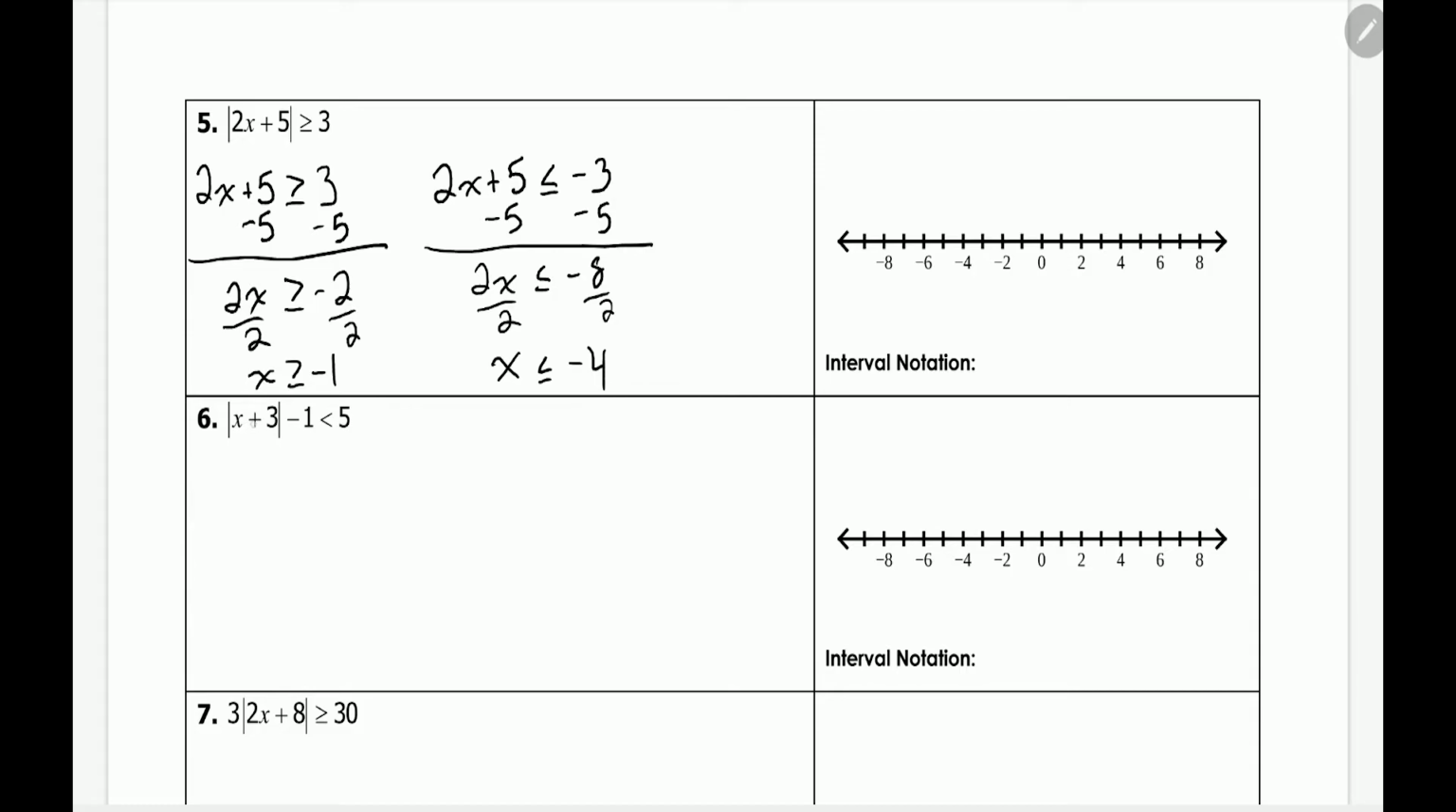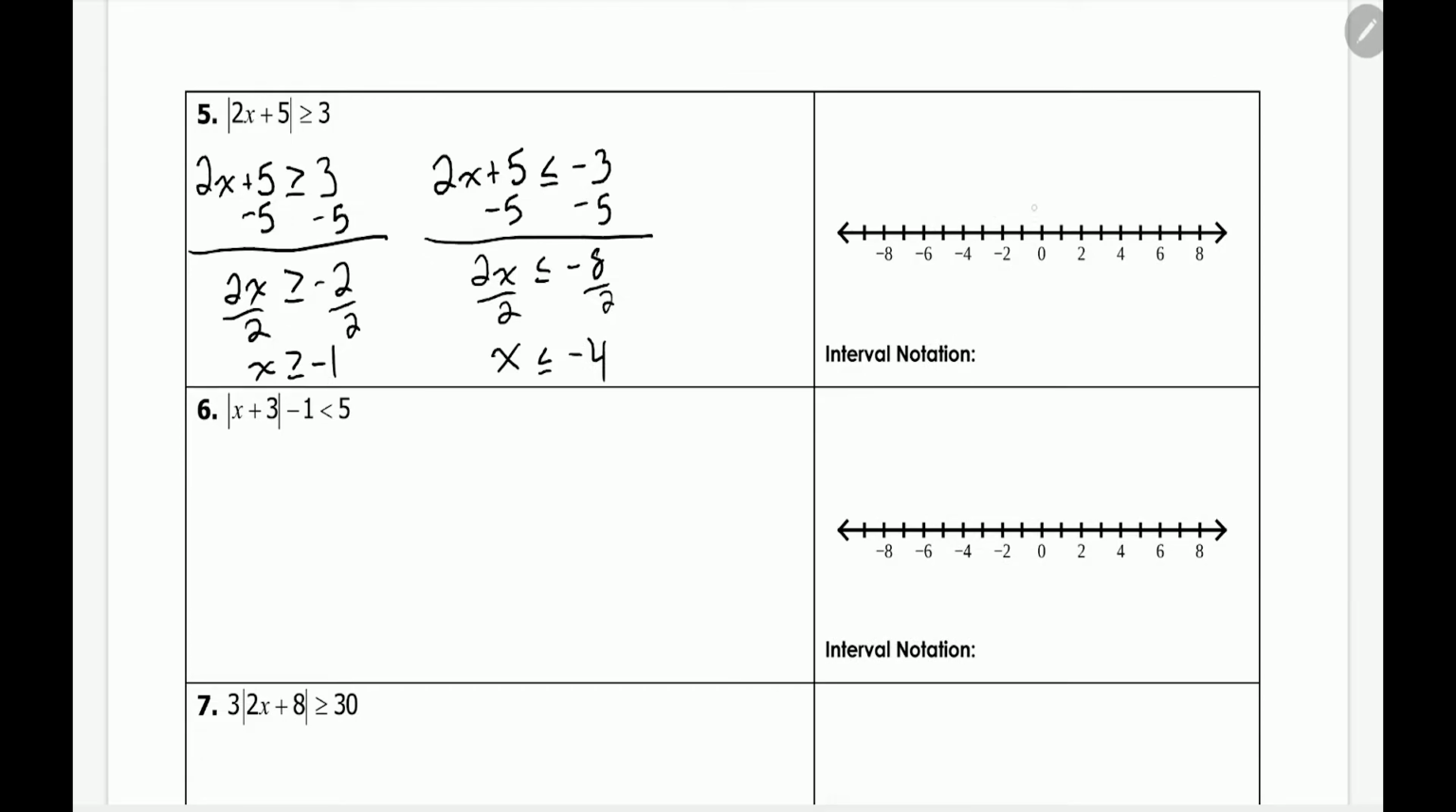So the first one, x is greater than or equal to negative 1. We go to negative 1. We have a closed circle. The numbers that we're looking for are greater than, so we go to the right. Then we have x is less than or equal to negative 4. We go to negative 4. We have a closed circle. We're looking for the numbers that are less than, so that means we go to the left.